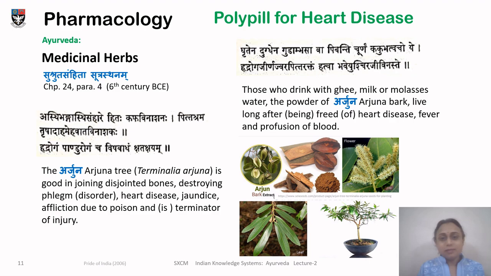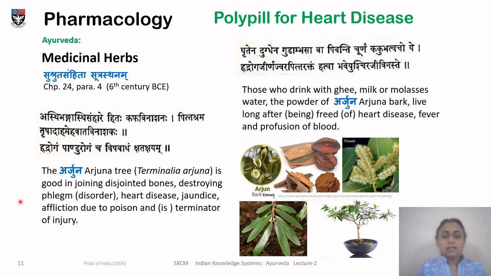Another polypill which is used to treat heart diseases even today, very actively used even today, has been mentioned in the Sushruta Samhita, and that is Arjuna tree extract, or Terminalia arjuna. That's the scientific name of the tree. So the extracts of this tree bark especially are known to help in joining disjointed bones, are known to destroy any illnesses that are caused due to phlegm formation, any kind of respiratory illnesses.